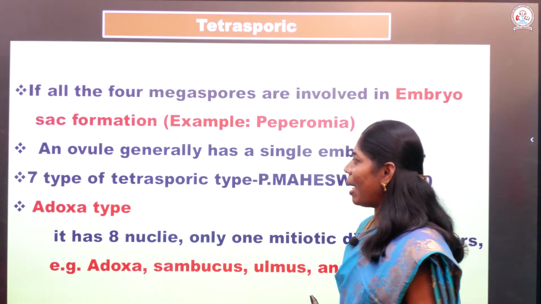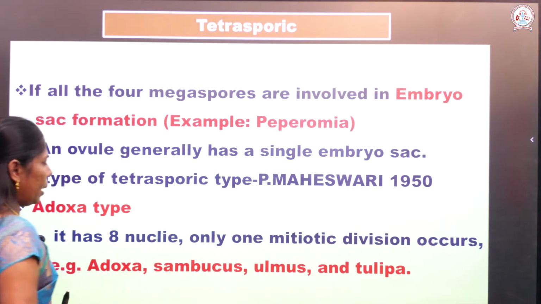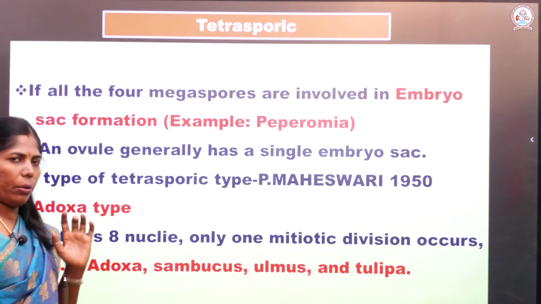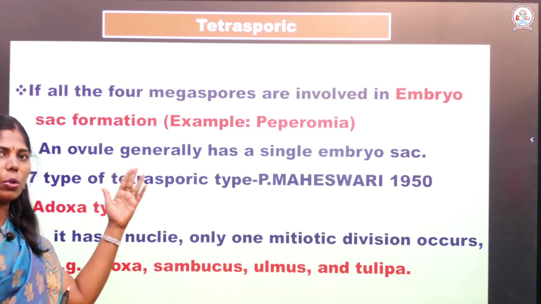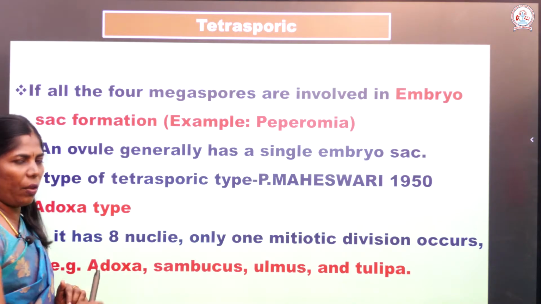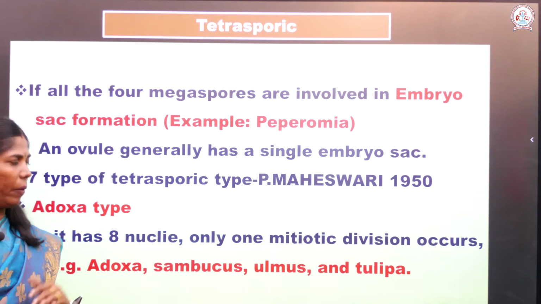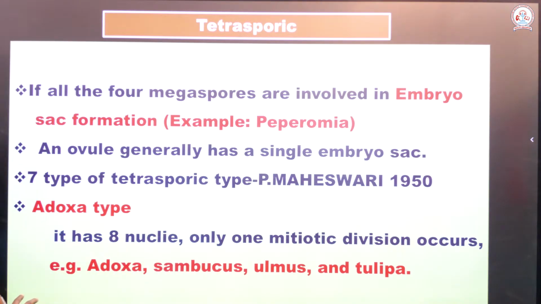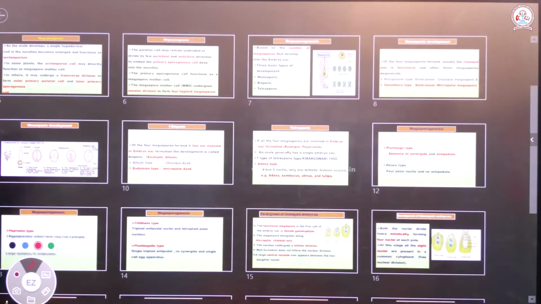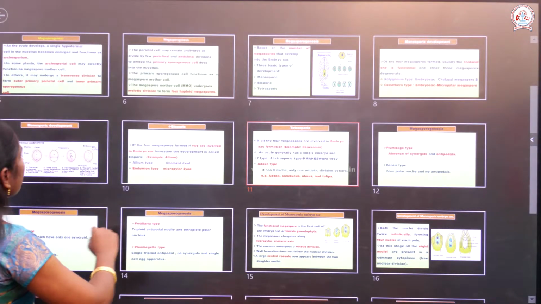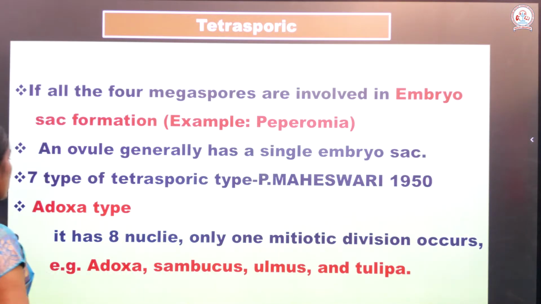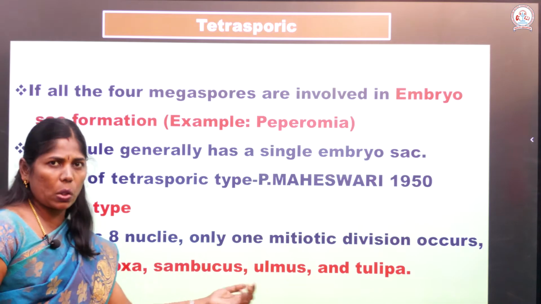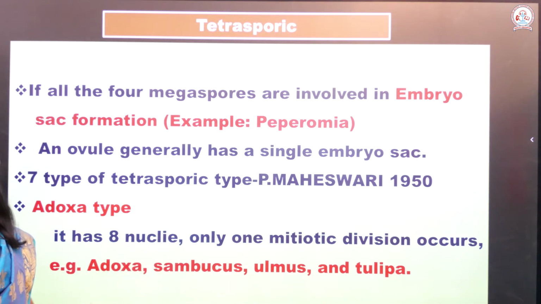The first one is known as the Adoxa type. So it has 8 nuclei, similar to the polygonum type. Here only one mitotic division occurs. Actually in the polygonum type we studied that 3 mitotic divisions occur, but here only one mitotic division occurs. That's an example for the Adoxa type. Adoxa, Sambucus, Ulmus and Tulipa are examples of species for the Adoxa type. We can see the Adoxa type in the following species.